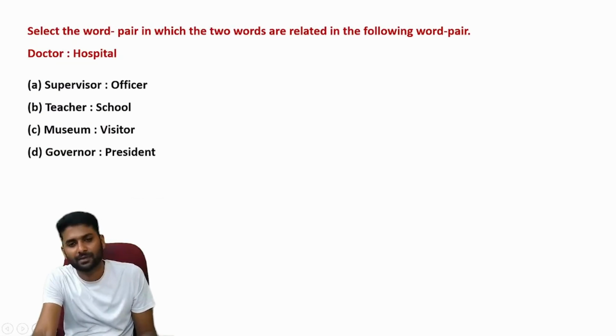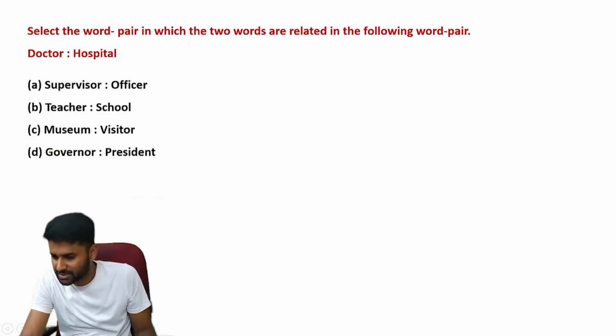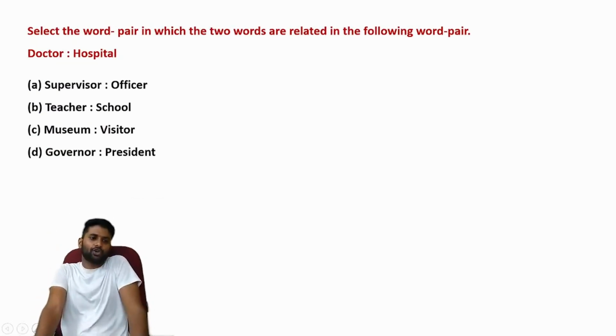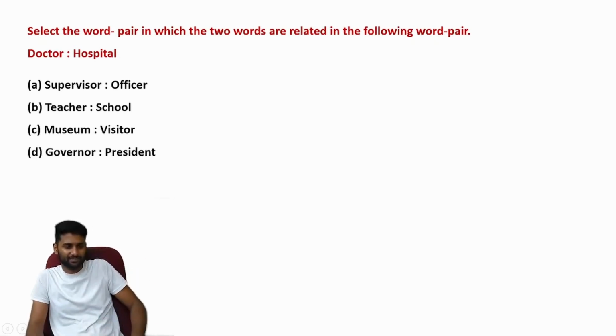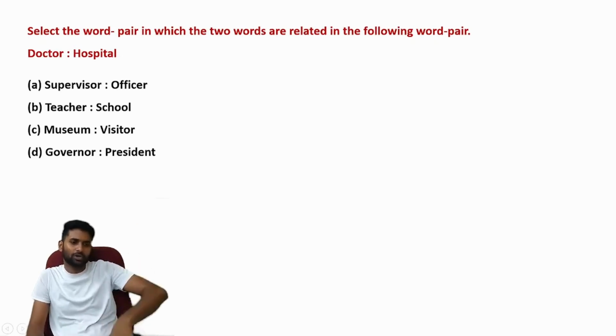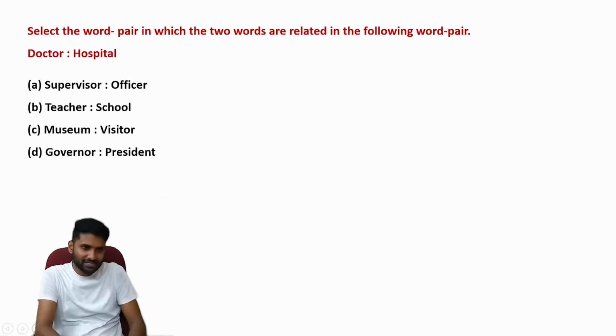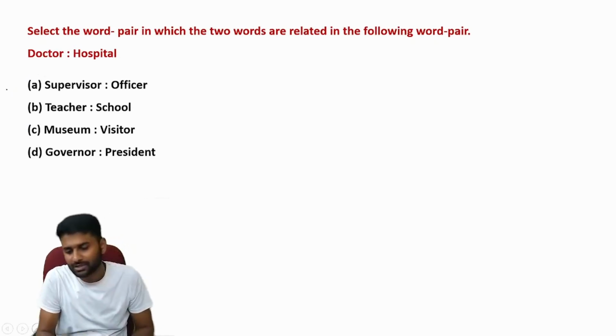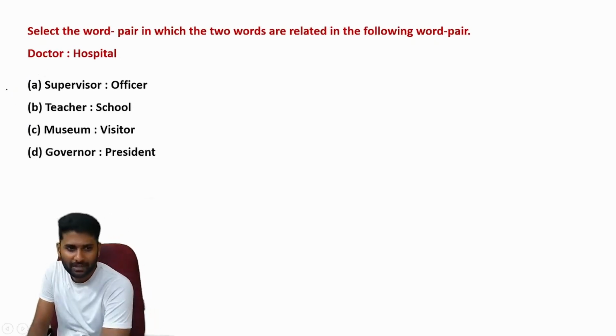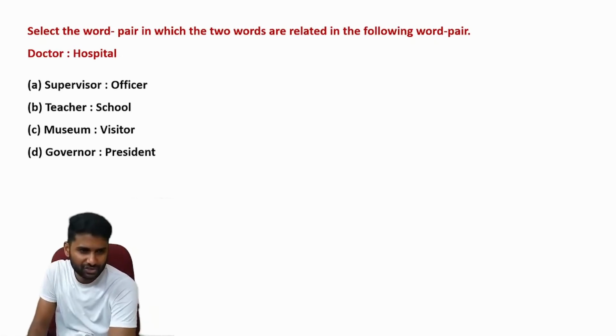Next. Last question for today's session. What is the relation between doctor and hospital? According to that relation, which of the four options is the correct answer? Which one is related to our question? Doctor and hospital. Supervisor, officer; teacher, school; museum, visitor; governor, president.